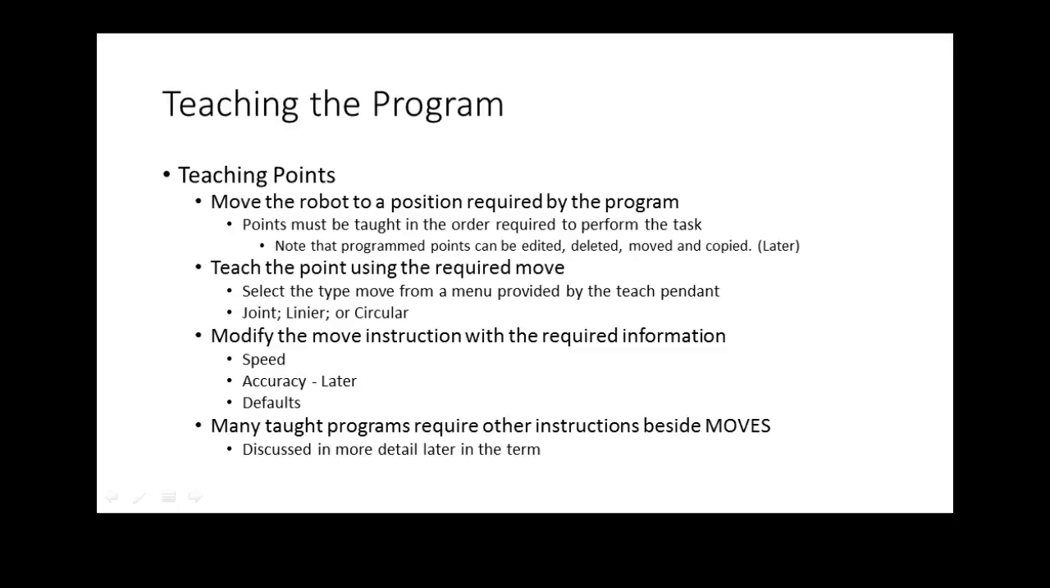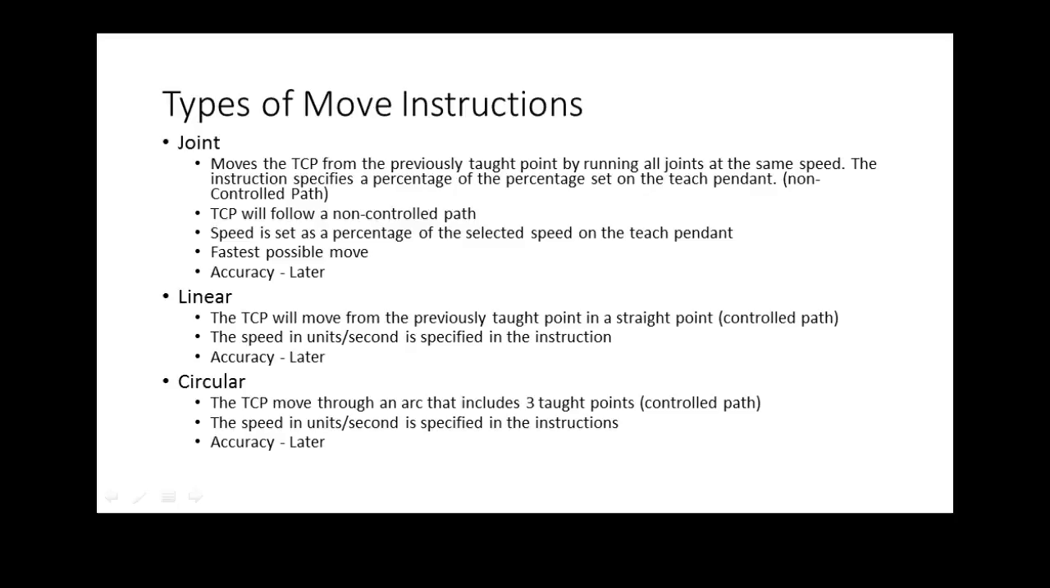That's right. So when you insert a move instruction, it's going to automatically give you a certain speed, and it's going to automatically give you a certain accuracy. Many programs require other instructions besides move. We're just going to try to do the move instructions, but if I want to open a gripper, we don't open the gripper with a move instruction, right? You understand? If I want to make the program loop, keep going over and over, we don't do that with a move instruction. So as we move through the class, we'll look at those higher level instructions. Those are also covered inside that textbook.